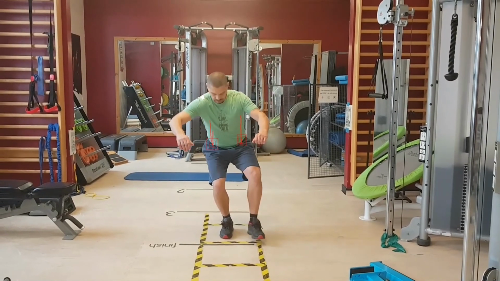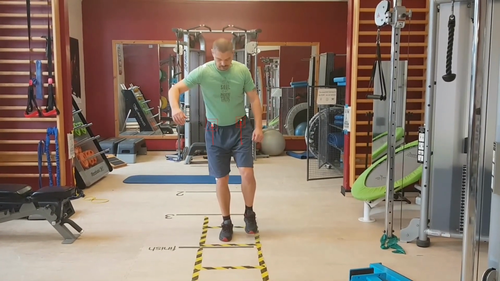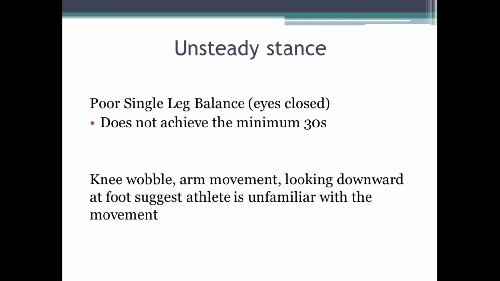From the anterior viewpoint, the athlete has an unsteady descent with a slight knee wobble. The athlete performs poorly in a single leg balance test and is unable to reach the 30 seconds proposed by Trojan 2006. The knee wobble and arm movement, looking downward at the foot, suggests the athlete is unfamiliar with the movement and is therefore characterized as a skill issue.